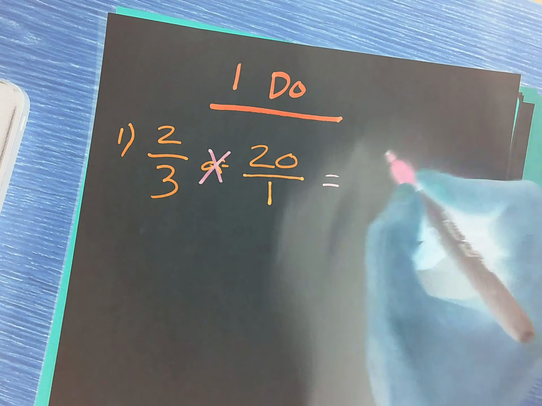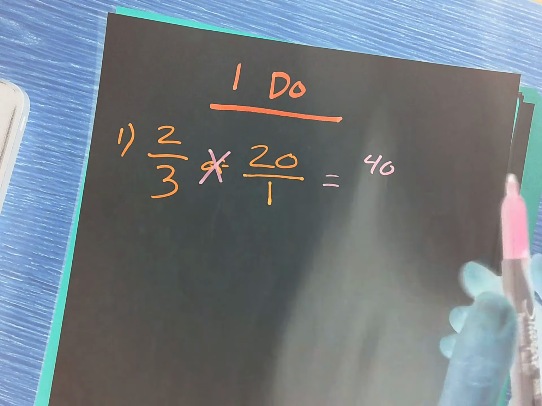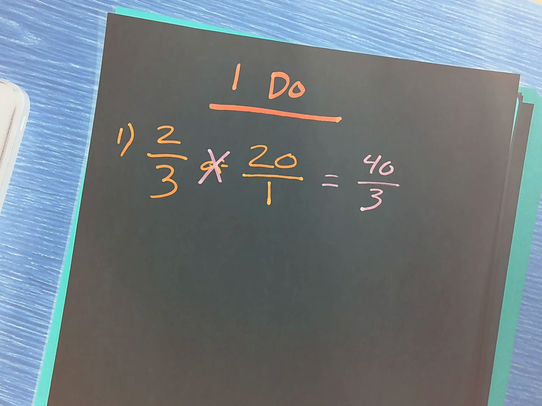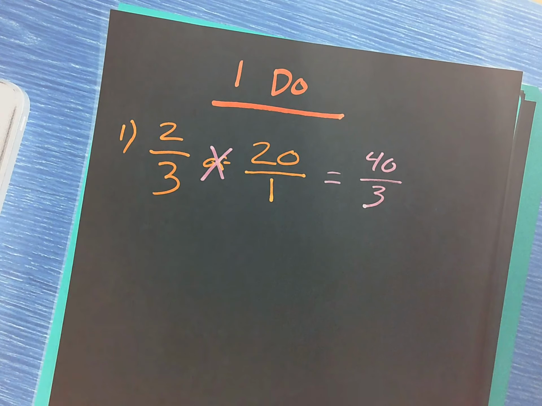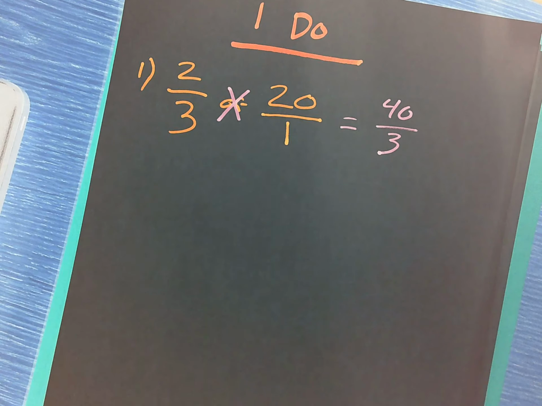2 times 20 is 40. 3 times 1 is 3. Now, eventually we'll have to deal with this wonky improper fraction, but for this sprint, let's just practice getting here, just multiplying across. I'll do one more, then you'll have a few to do on your own.